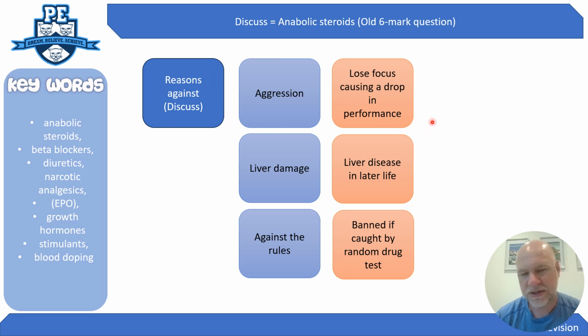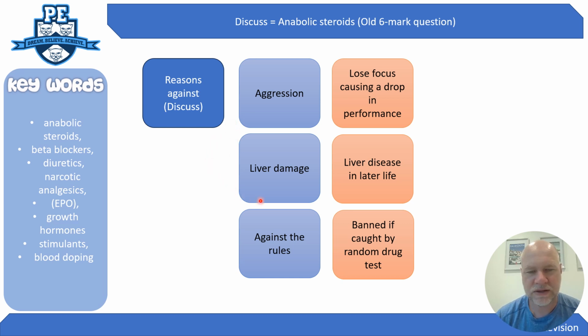So first one is aggression. People who take steroids tend to get, we used to call it roid rage, but people get angry and aggressive because the hormones, the testosterone, etc., are affected by the anabolic steroids. The impact on performance is that you can lose focus, and therefore drop your performance because you're not focused on what you should be doing. You're just more focused on the aggression.